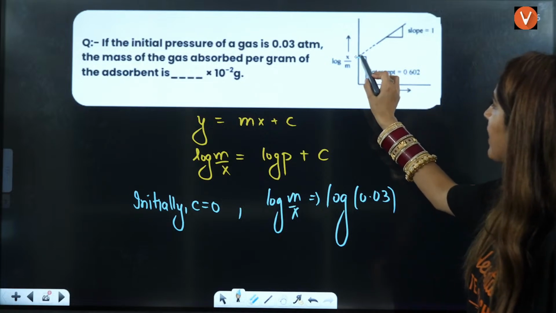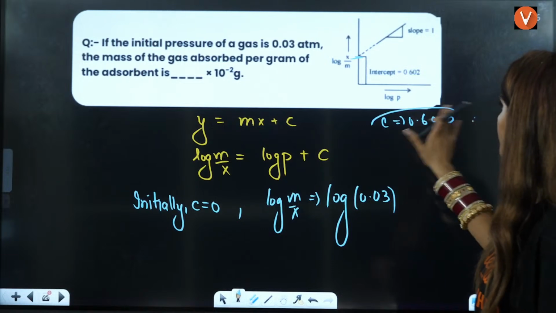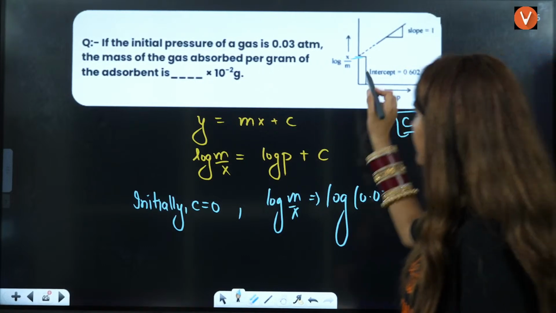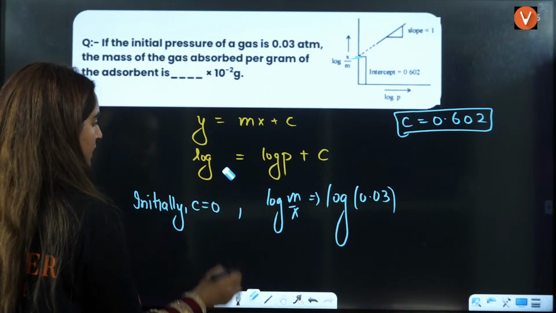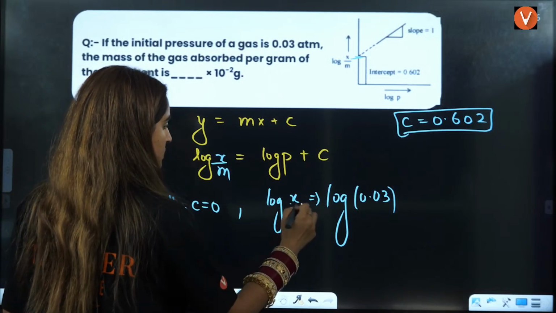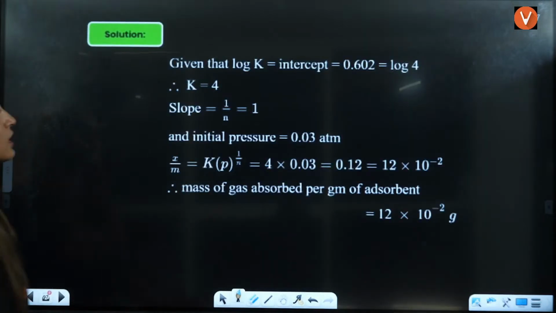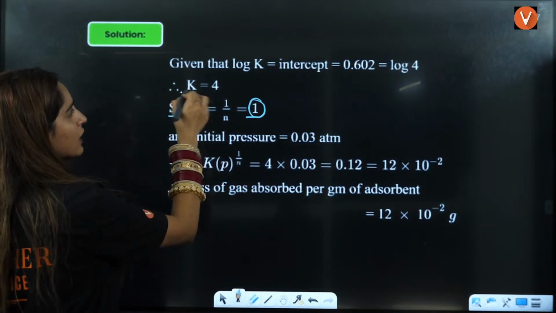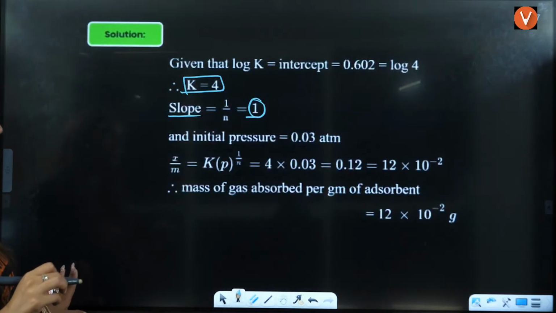The intercept they have given us as the c value is 0.603. Sorry, the intercept they have given is 0.602. This is the intercept for this general statement. This is x by m, not m by x. So this will be x by m. So we just need to solve these values here. If you see this here, we can say the slope is going to be 1. Value of k, log k, if you see the intercept here.